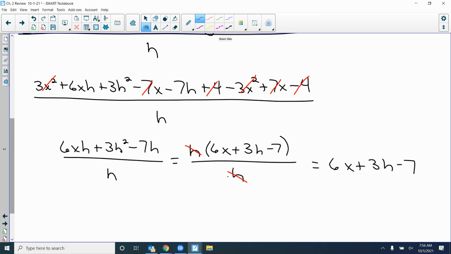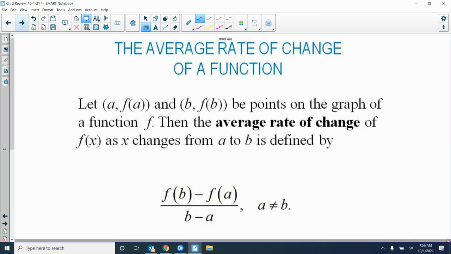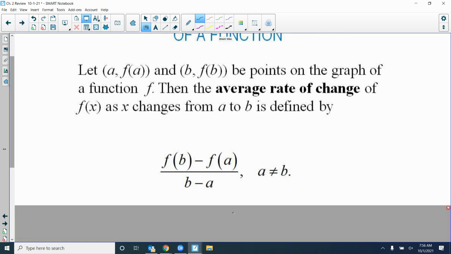On your quiz, it'll be on the test. All right, average rate of change. You will need to know this. And really, the only thing you should need is, copy that down. You do need to know that. So as we go from A to B, average rate of change is f of B minus f of A over B minus A.